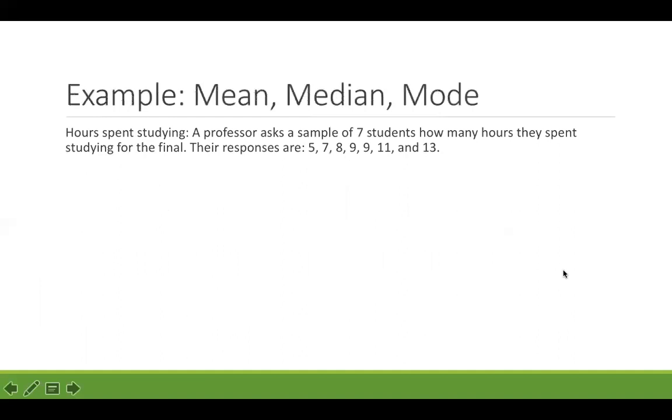All right, so here's an example for mean, median, and mode. Hours spent studying: a professor asks a sample of 7 students how many hours they spend studying for their final. Their responses are as shown. So using the data, you can calculate the mean, median, and mode. Just put your answer in the chat box when you're done, and we'll go over it.